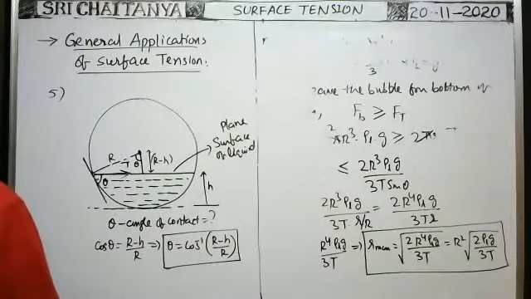Suppose here there is a circular frame. This is the center of the circular frame. Of course, it is a circular frame. The radius of the circular frame is given, capital R.